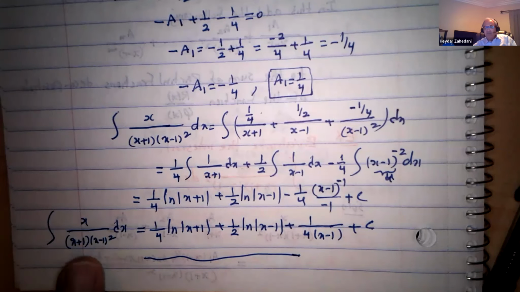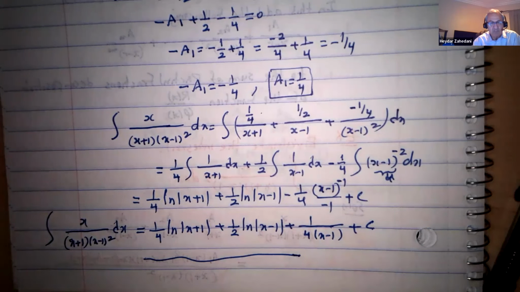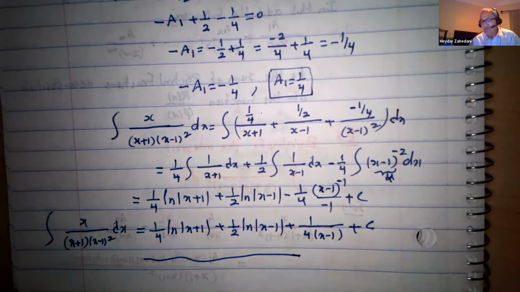For that repeated factor, we have to go up to x minus 1 squared. If you have x minus 1 to the third, you continue to go up with those terms. Okay, so that is going to be your second case. So the second case is the one where we have a repeated linear factor. Okay, a repeated linear factor.